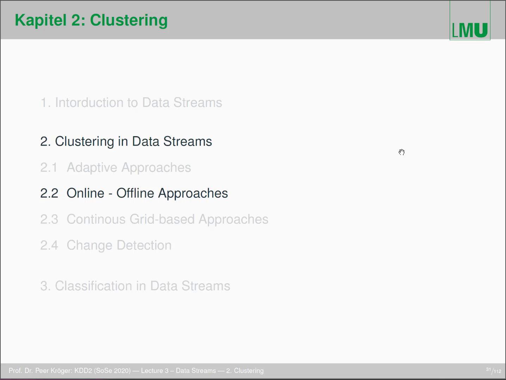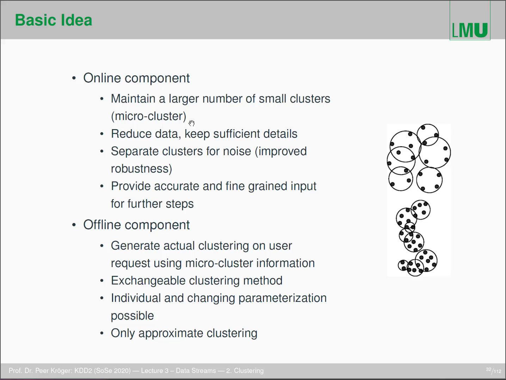Okay, so here we go with the online-offline approaches. The basic idea is, as I told you before, that we have a two-stage algorithm or concept. So two phases: an online component, where we maintain a large number of small cluster summaries, so-called microclusters, and an offline component where we can, at an arbitrary time point, generate the actual clustering on the microcluster information that we maintain in the online component.